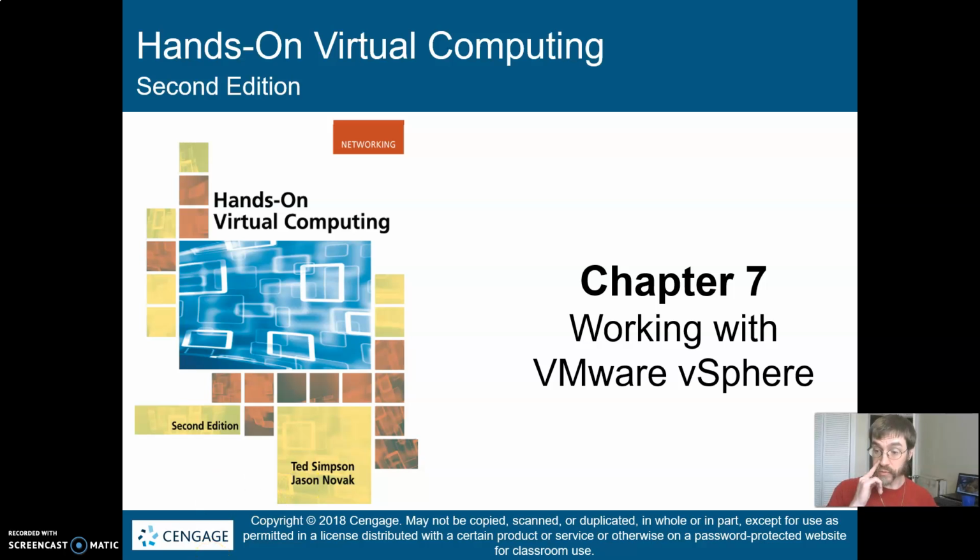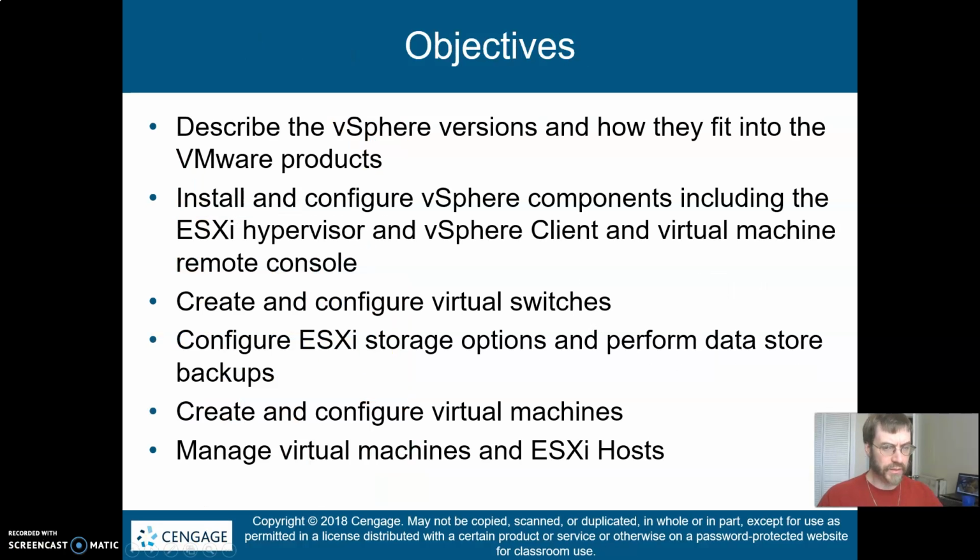We're going to be talking about working with VMware vSphere. VMware vSphere is another way of referring to the ESXi host. We're going to talk about the vSphere versions and how they fit into the VMware ecosystem and the VMware family of products, the differences between the free and the licensed version. There are free versions of ESXi host. They are not feature complete without that license key. The truth is, the code is the same. It is the license key that unlocks some of those more advanced features.